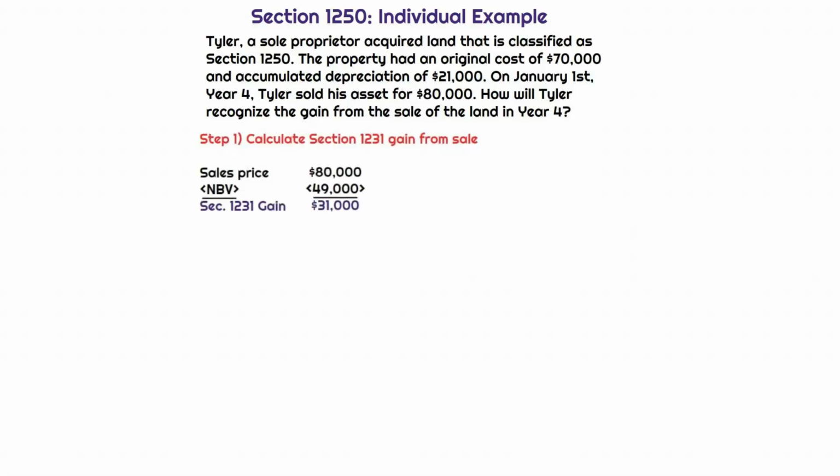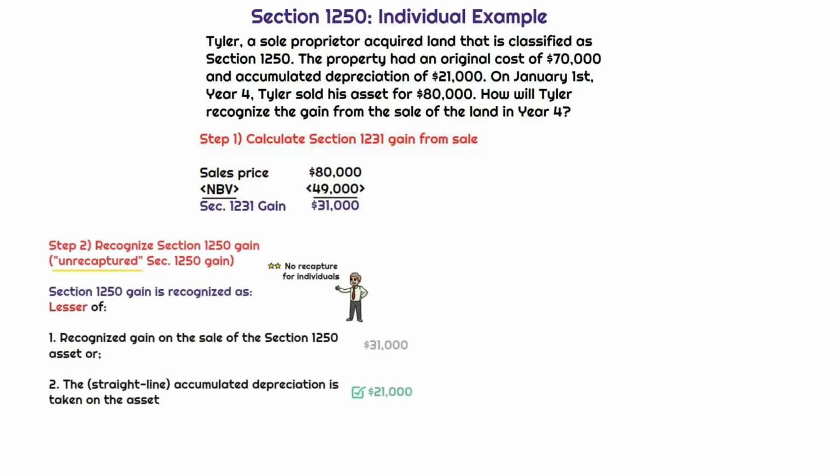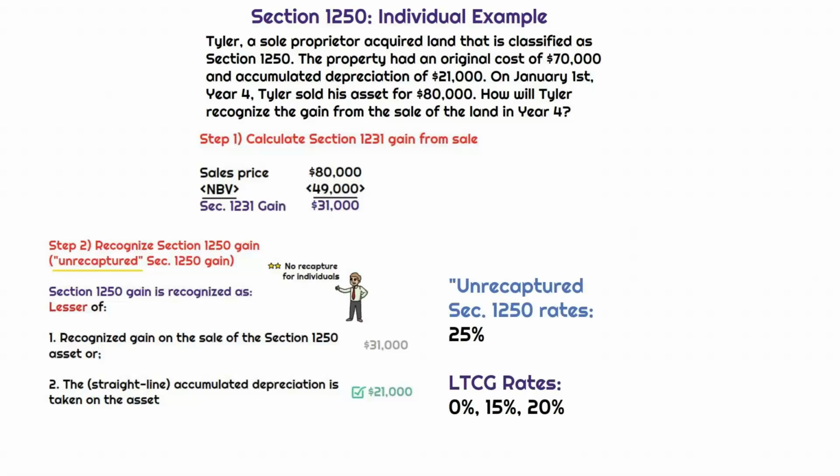Okay, so step 1, we're going to calculate the Section 1231 gain from the sale. So what's the significance of that? Basically anything that is recognized as a gain from the sale of this real property, assuming that we're dealing with an individual, is potentially going to get recognized as Section 1231 gain, which means that it's going to get taxed as a long-term capital gain. But first, we need to recognize any Section 1250 gain that is unrecaptured. In other words, what portion of this is going to get hit with that 25% tax rate, which is a little bit higher than the capital gains rates.